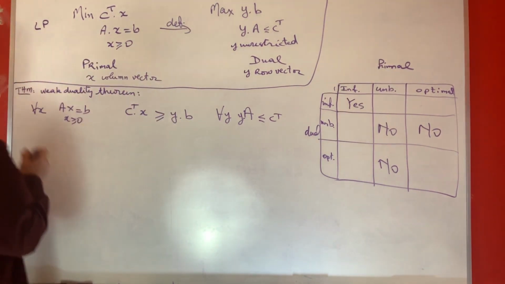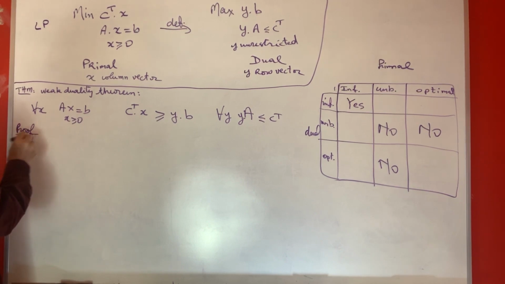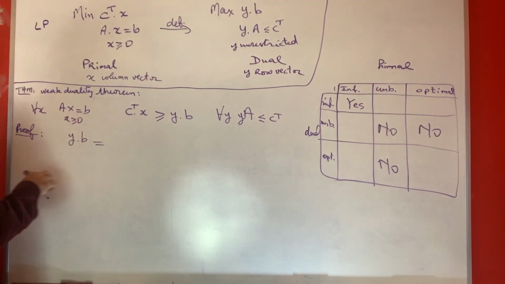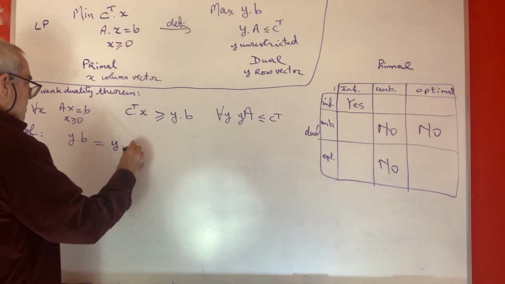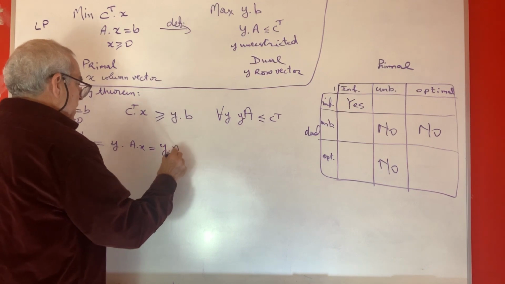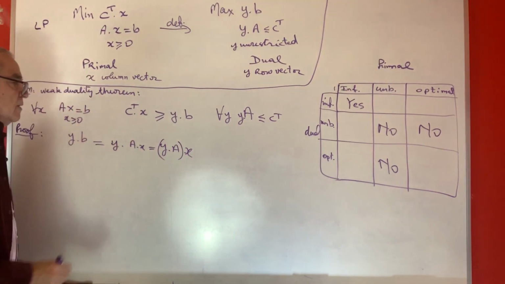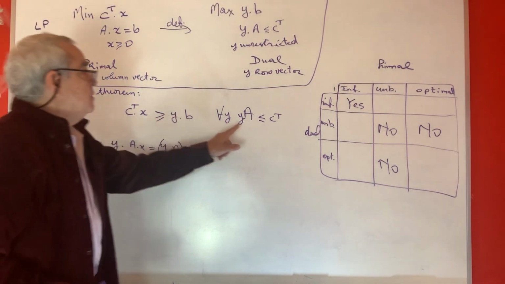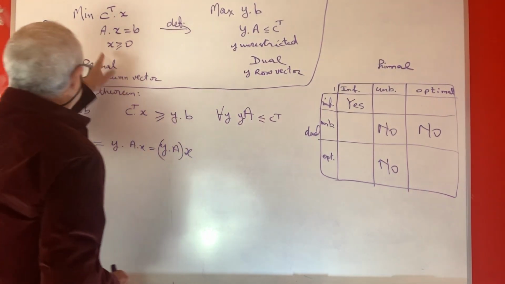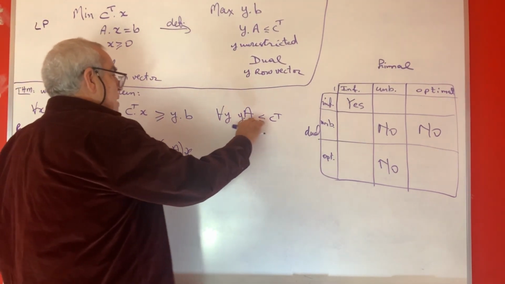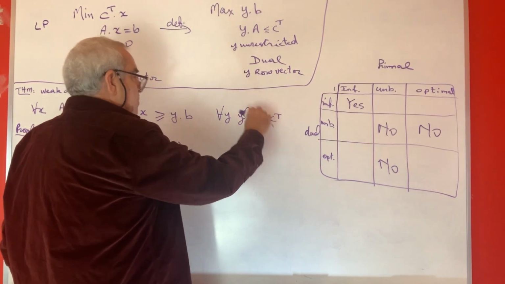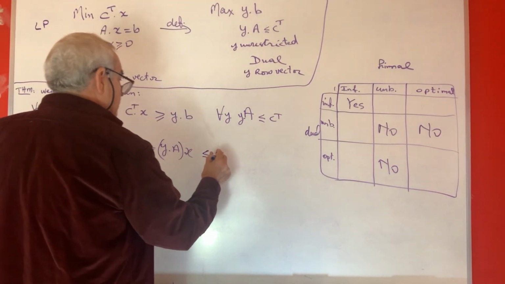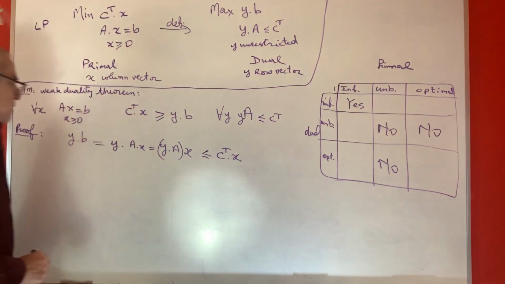Now, let's prove this theorem. The proof is trivial. What is yb? y times b. b is equal to Ax, so that's y times A times x. But yA is less or equal to c transpose, and x is greater or equal to 0. So what I'm doing is multiplying each equation by x and then adding them up. So it's going to be less or equal to c transpose times x, since yA is less or equal to c transpose. And that's it, the proof.